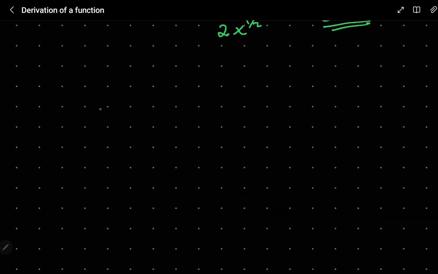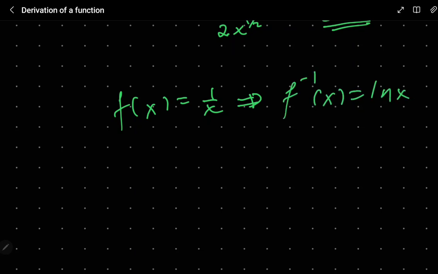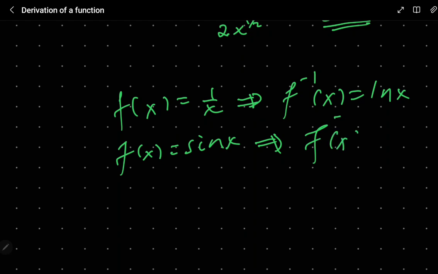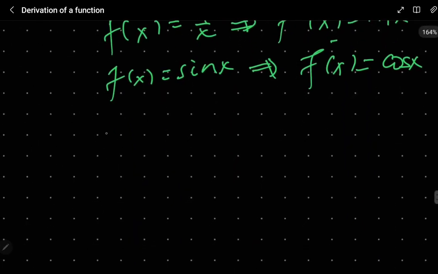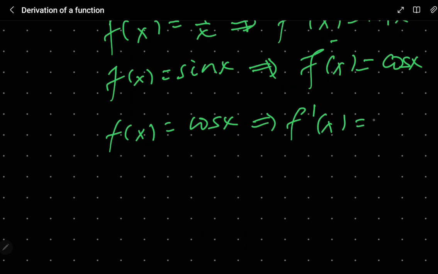Similarly, we should note the following. If f of x is equal to 1 over x, okay, so immediately we have to note this one, then f derivative of x is equal to ln x. And if f of x is sin x, then what do we have? F derivative of x is cos x, meaning the derivative of sin x is cos x. And if f of x is equal to cos x, this means f derivative of x is negative sin x. These are very important and known derivatives.